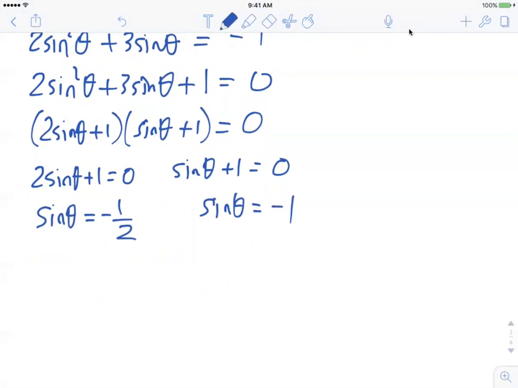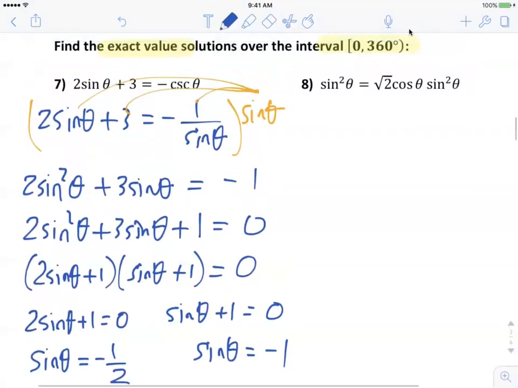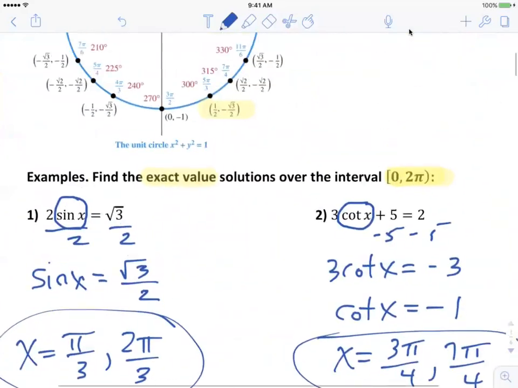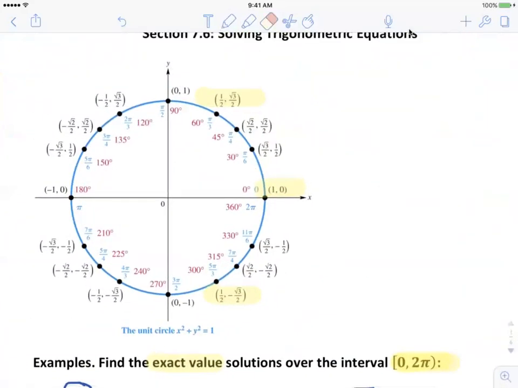Okay, and how's that look? I know. So if I ever go too fast, hit pause, take a break, rewind it, and keep at it. Okay, let's see. Any place on the unit circle where the sine is -1/2 or the sine is -1, those are answers. Right, so sine -1/2 or sine -1.